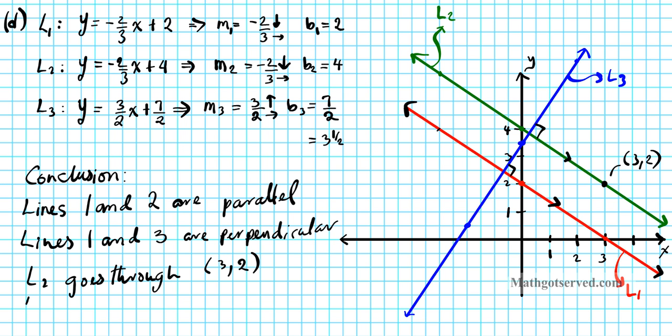And another requirement was for L3 to go through what? L3 was to go through negative 1, 2. Is that the case? Negative 1, and then up 1, 2. Perfect. L3 goes through the point negative 1, 2 also. Since all this works, that clearly shows that our graph is in fact correct.